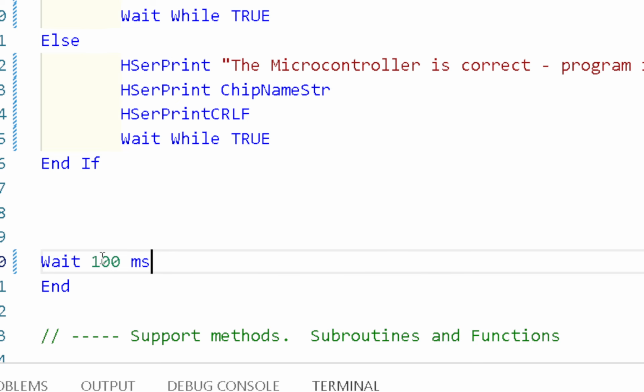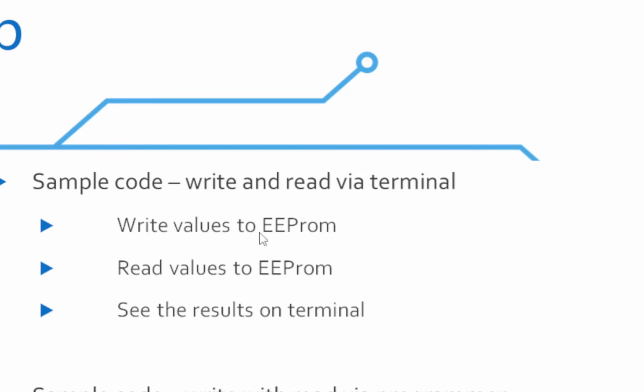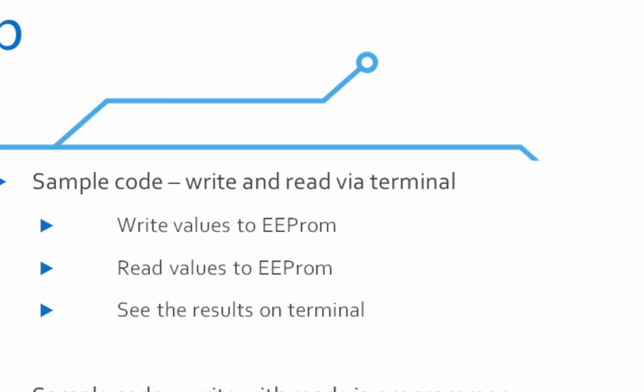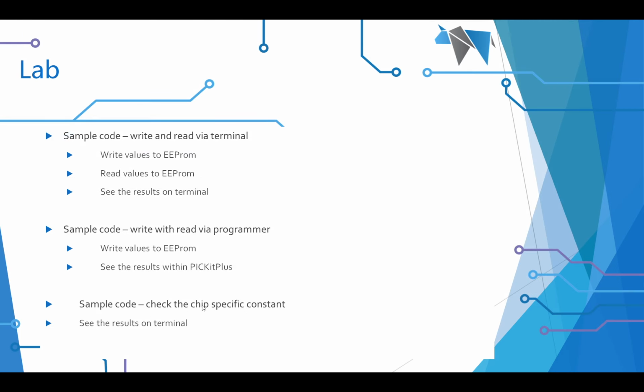So, what have we seen? We've seen how to read and write values to the EEPROM. We've seen the results on the terminal. We've seen the sample code. We've gone through and looked at chip-specific constants and seen those results on the terminal. These are what's called public functions. They're available on all microcontrollers, legacy and the newer chips.